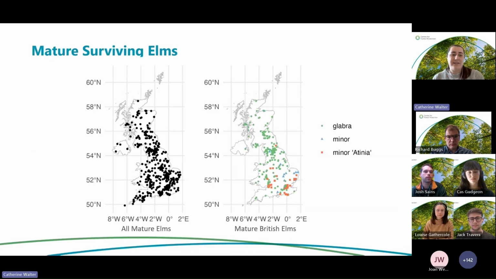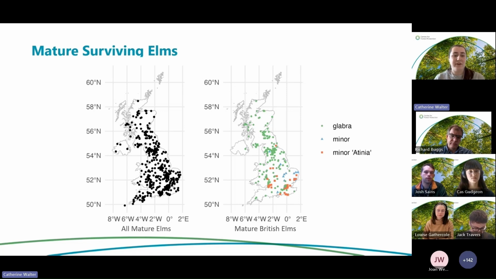And then another way that the data could be used is to look at mature surviving elms. So from the data set, I was able to map the distribution of all elms that were either over 30 years old or described as mature. And that's the graph on the left. And then on the right, I filtered that further down into the mature British elms.